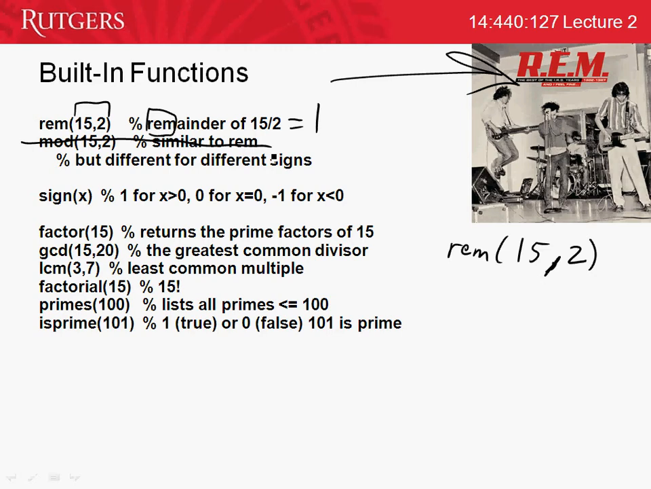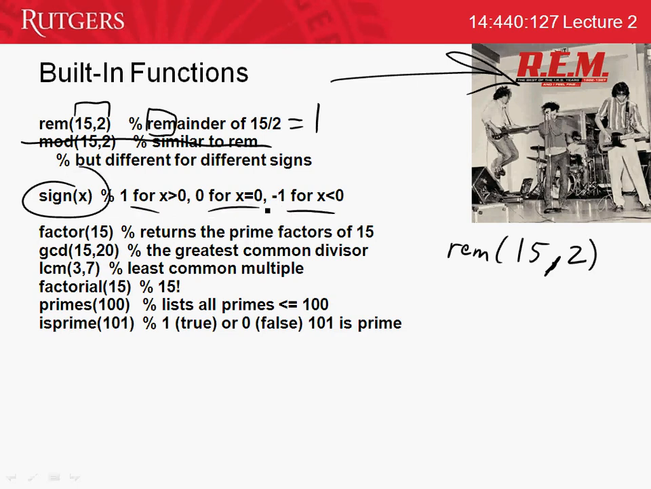Okay. Other pretty simple built-in functions: there's the sign function, which returns basically whether x is positive, negative, or 0. sign(x) returns 1 if x is positive, negative 1 if it's negative, and 0 if it's 0.